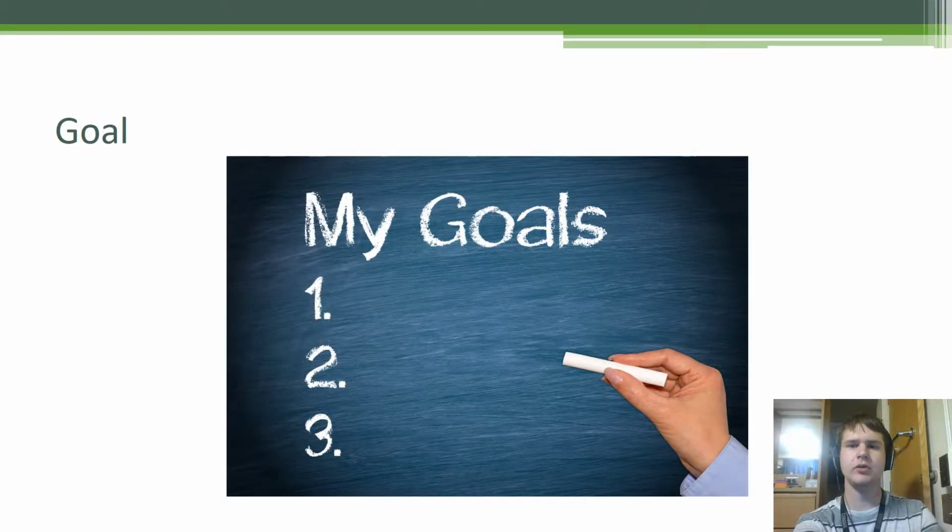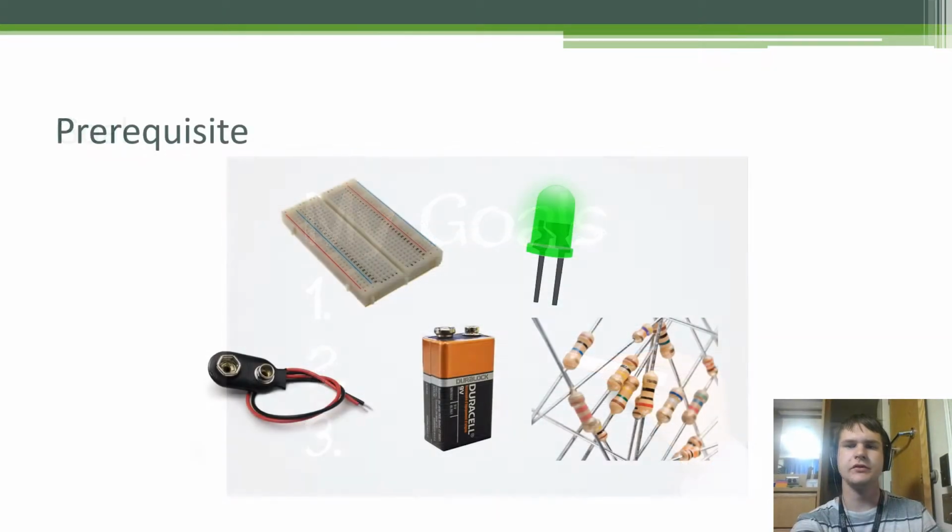In this video, I want you to be able to understand a basic circuit using voltage, current, and resistance, terms we will discuss later in this presentation. For this project, you will need to have a breadboard, LED, 9-volt battery, 9-volt battery snap connector, and a 350 ohm resistor. All can be found at your local hardware store.